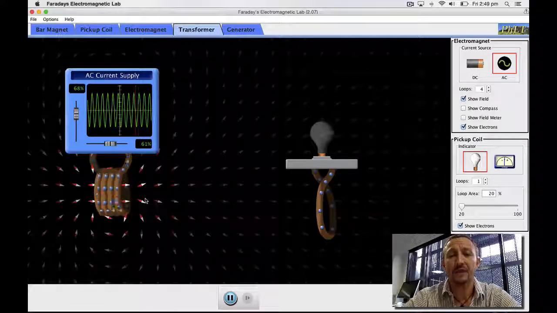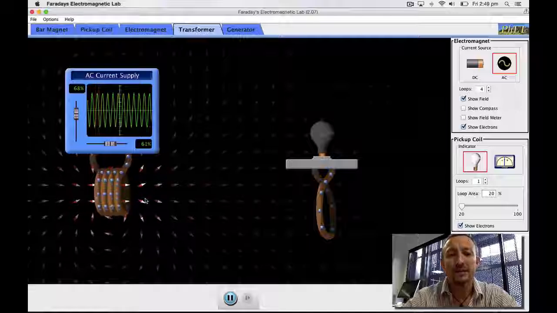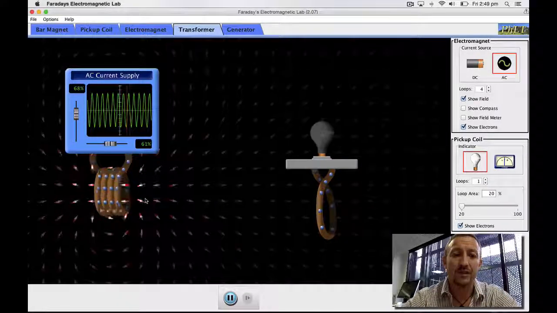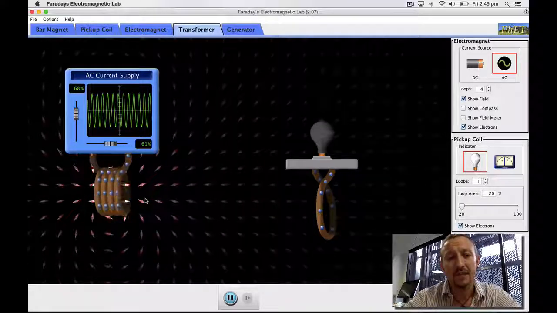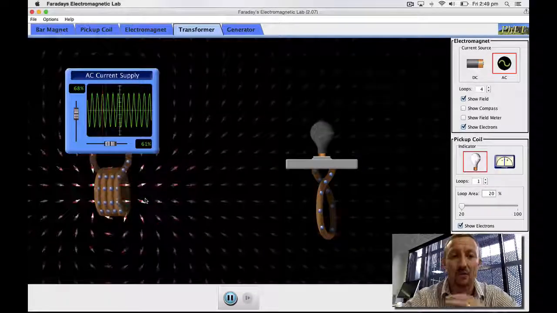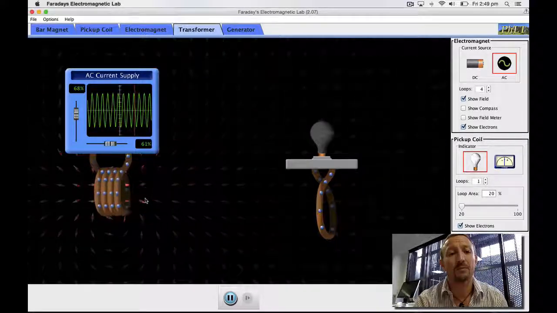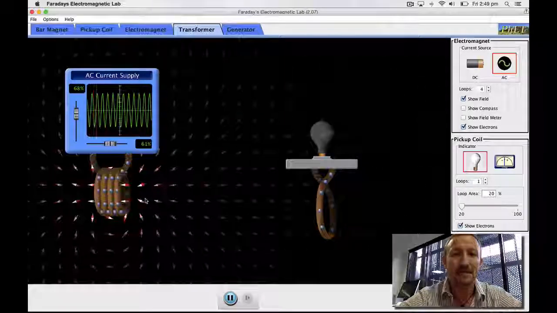Well, I hope you found that useful. Hopefully you'll be able to go away and apply some of what we've learned in this simulation and what you've learned in the previous transformer video, and play with this simulation: what happens if I do this? What happens if I do that? Okay, so that basically means that we've now completed everything on electromagnetism.